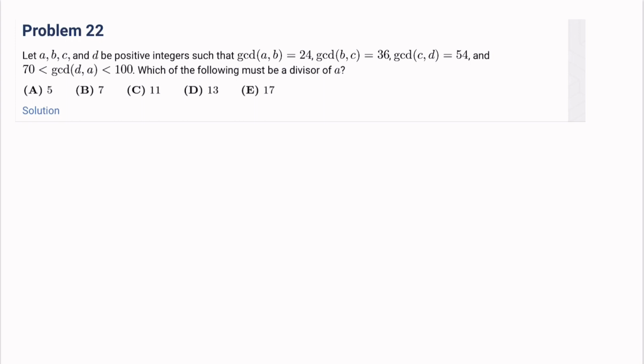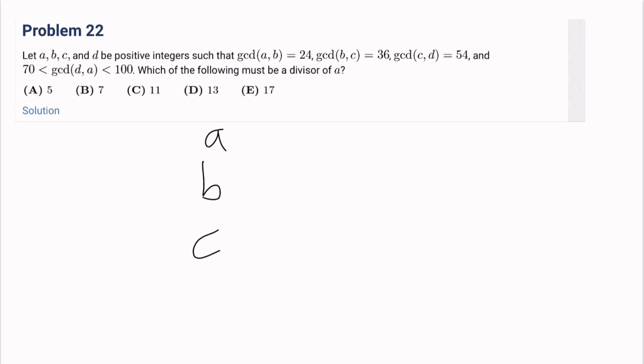Problem number 22. Let a, b, c, and d be positive integers such that GCD of a and b equals 24, GCD of b and c equals 36, GCD of c and d equals 54, and GCD of d and a is between 70 and 100. Which of the following must be a divisor of a? Okay, so let's write out a, b, and c, right?